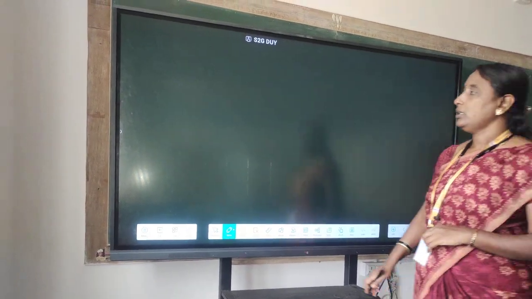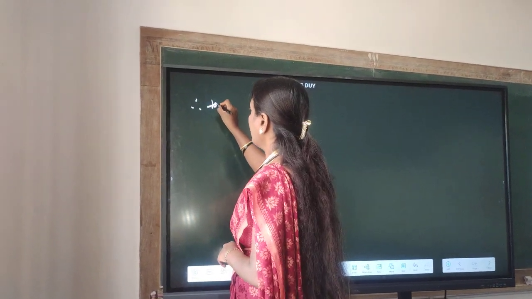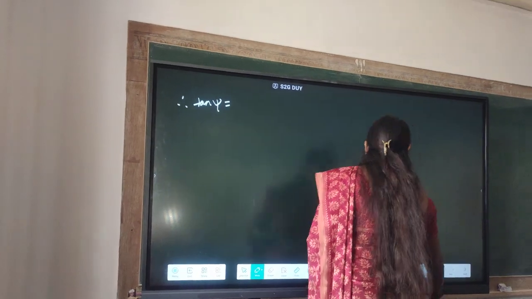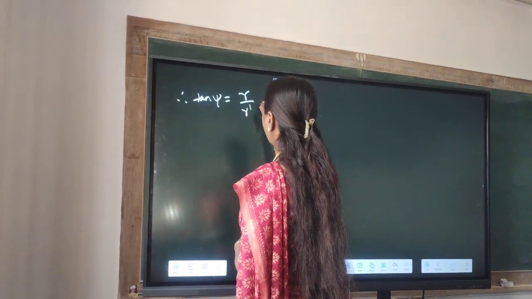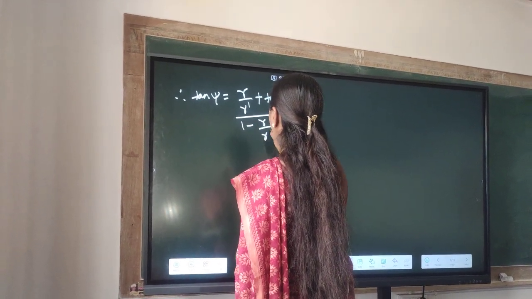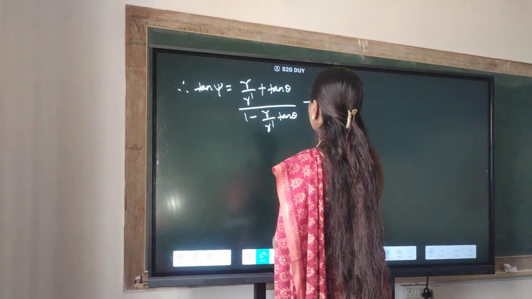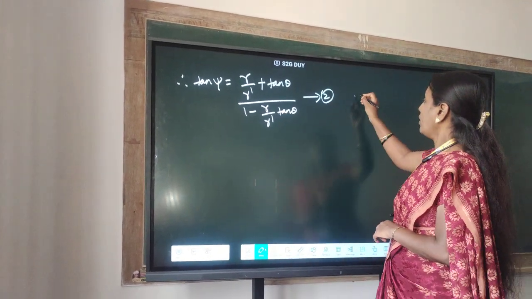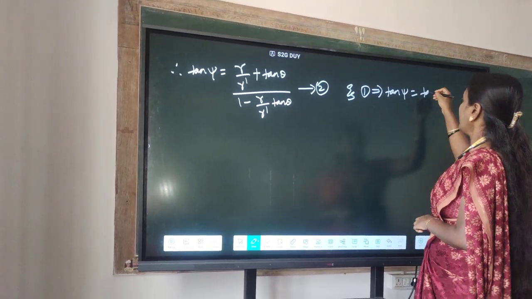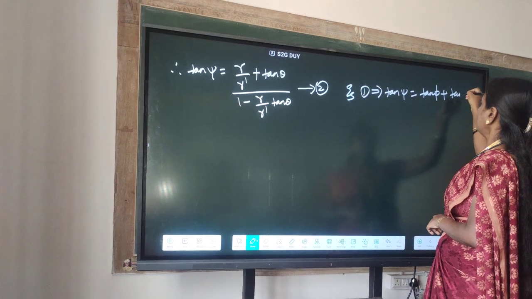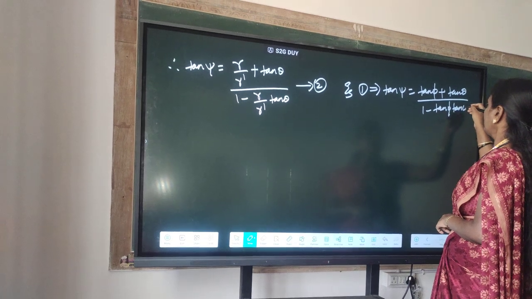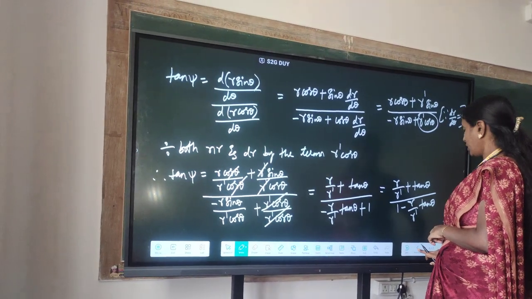So what we get finally is tan psi equals R by R dash plus tan theta by 1 minus R by R dash tan theta. You call this equation 2. Already our equation 1, we know, is tan psi equals tan phi plus tan theta by 1 minus tan phi tan theta.